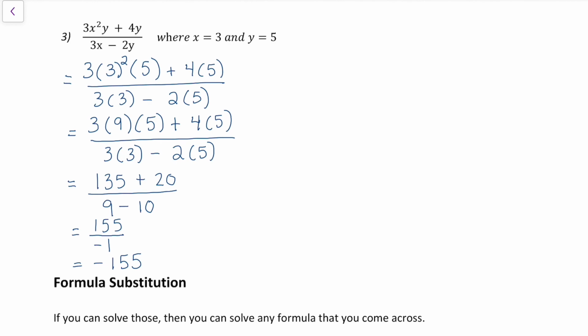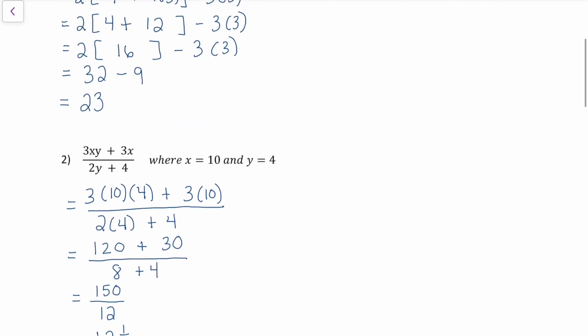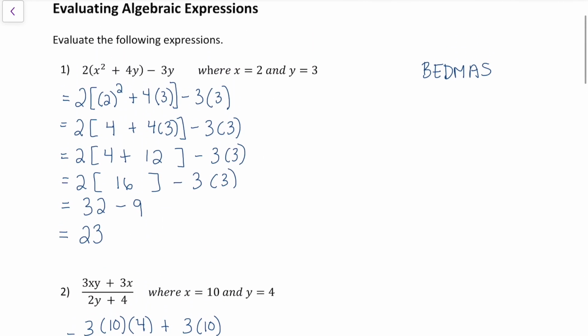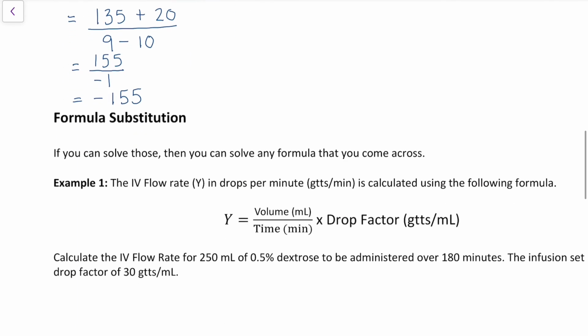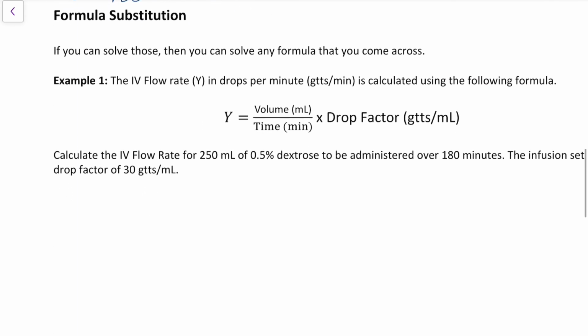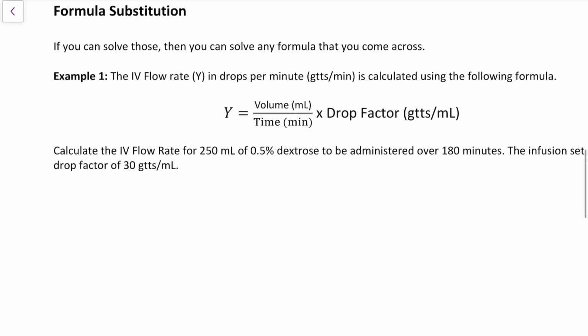Okay, now that you have the skill of actually substituting them in and solving using our order of operations, you can solve any formula you're given because the process is the same. So if you have any formula, even if you've never seen that formula before, the steps are the same. You're going to substitute in what you know and solve for what you don't know.